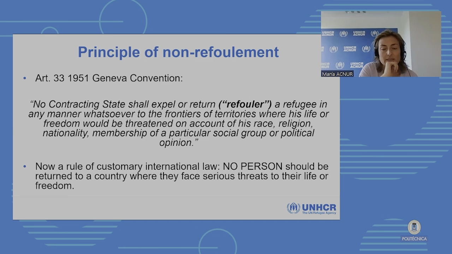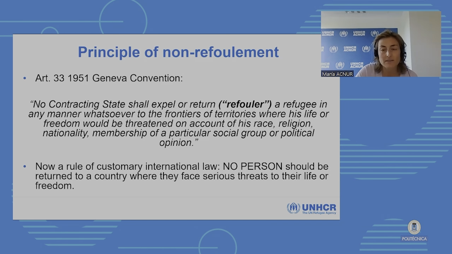But even more, that principle has become so important that it protects not only asylum seekers and refugees, but it has become what we call a rule of customary international law. And it's that no person, not only a refugee, not only an asylum seeker, no person should be returned to a country where they face serious threats to their life or freedom.